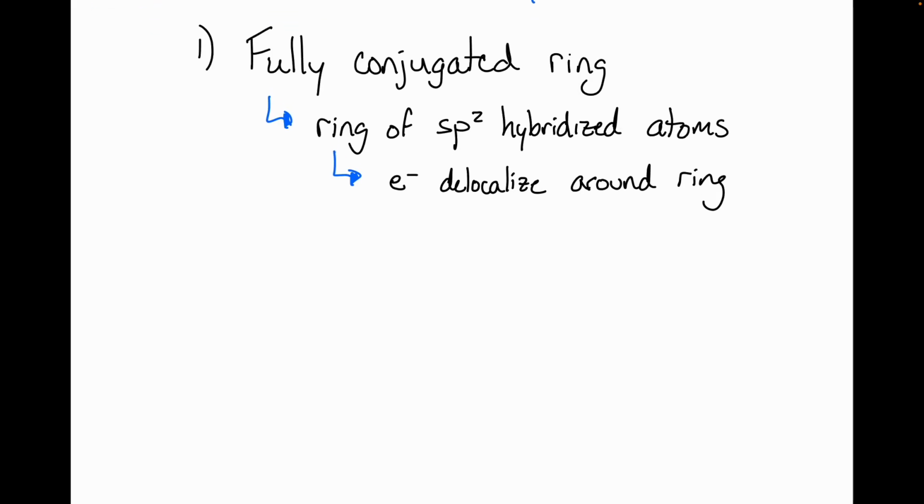Our next rule here kind of comes out of left field, though. Not only do you have to be a fully conjugated ring, you also have to have an odd number of delocalized electron pairs.